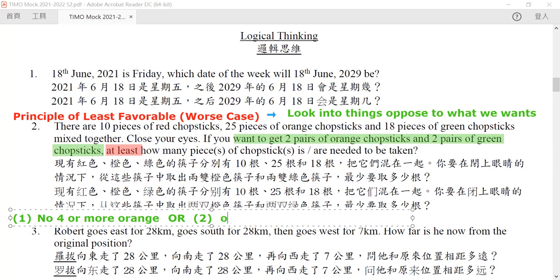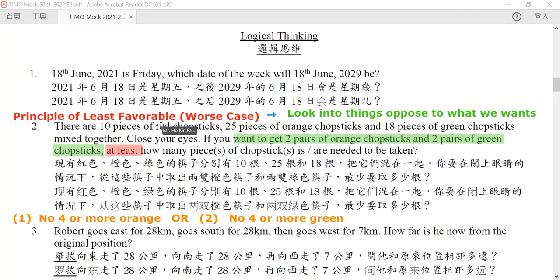So the second condition is that there is no 4 or more which is green. Now notice how the statement in orange is a direct opposition of the statement in green. We want 2 pairs of orange chopstick and 2 pairs of green chopstick. The direct opposite of it is that either you did not satisfy the first condition, so it means that there's no 4 orange chopstick, or you do not satisfy the second condition, that means that you have no 4 which is green.